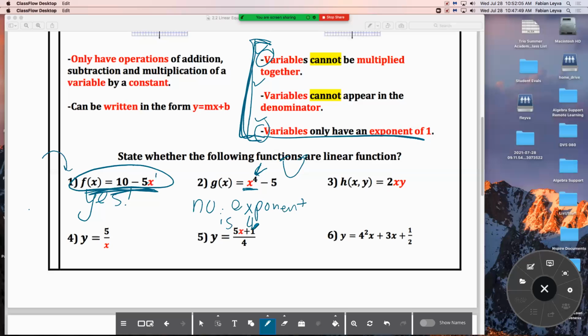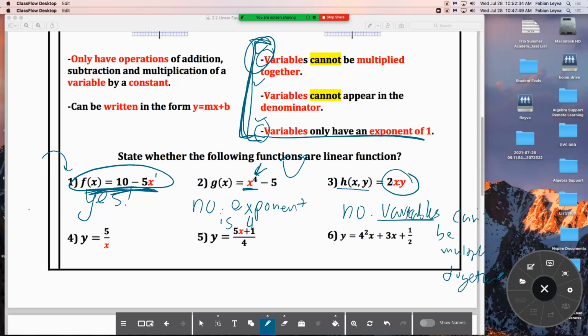All right, number 3, notice that this is function notation. This is just a fancy way of showing function notation, but the moral of the story is that my function has 2 times x times y. Looking at all these rules, can variables be multiplied together? Yes, they are here, so this is not a linear function. Variables cannot be multiplied together.